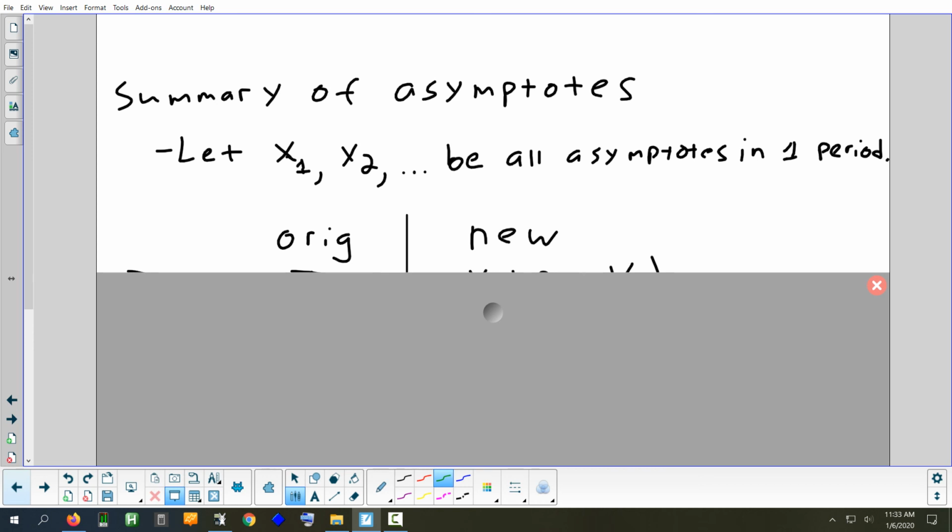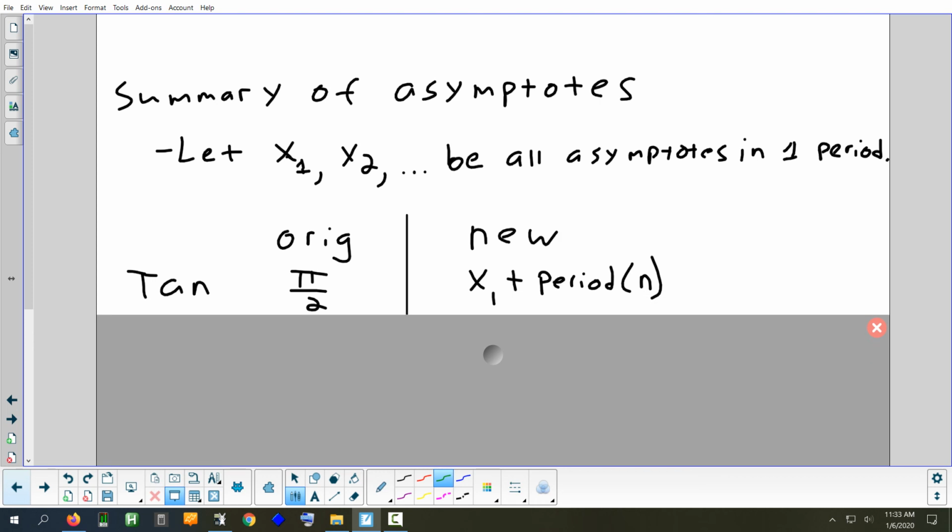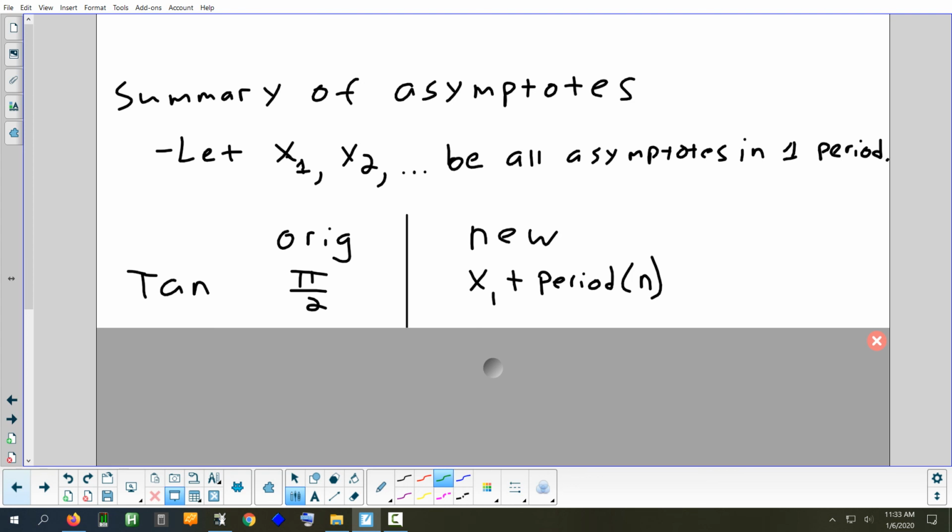So I'm going to use some notation here, x sub 1, x sub 2. All that x sub 1 and x sub 2 mean is that those are the asymptotes in one period. Okay. So I'm going to go back to the steps I just wrote.